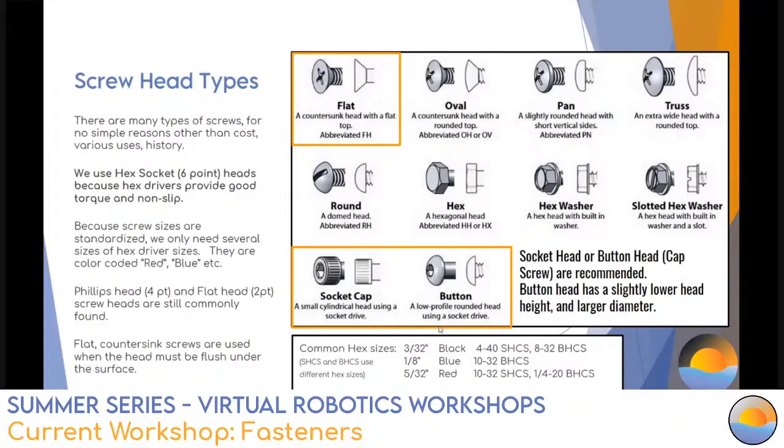Phillips head are still used, these 4 points here, and flatheads like this, but really try to use a hex head because it's just a lot more firmer. I'll talk about flat and countersink screws a little bit later.